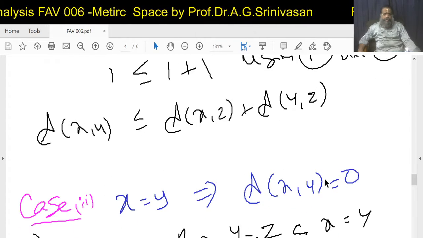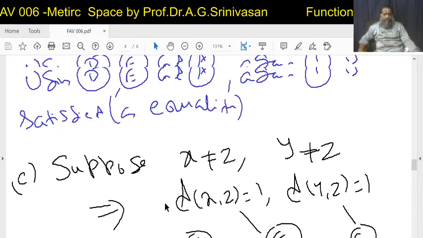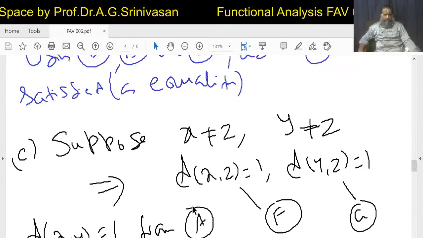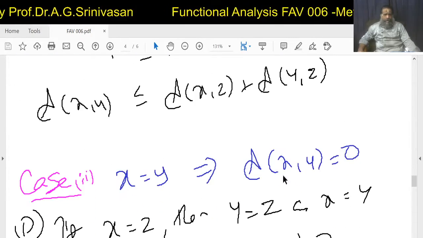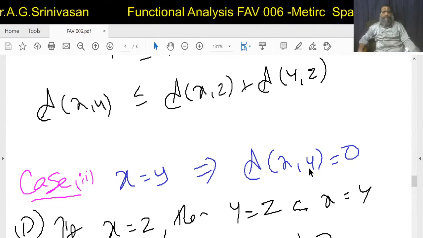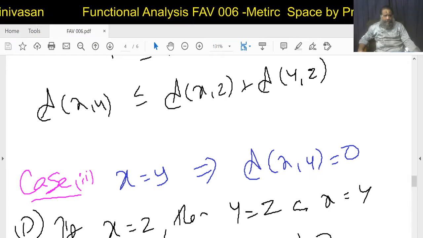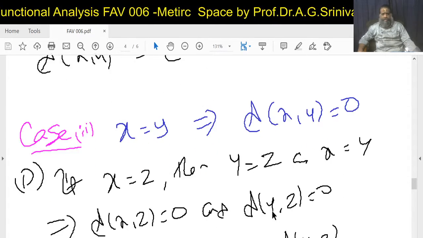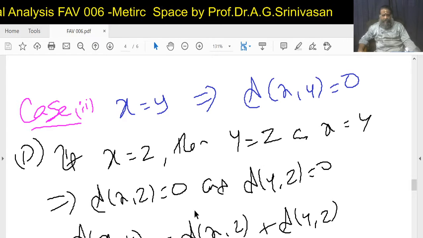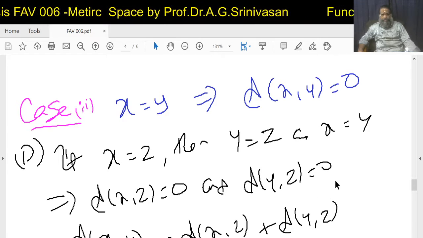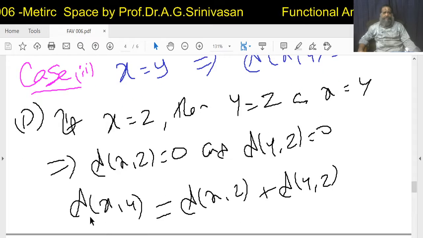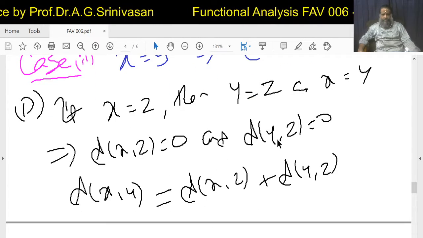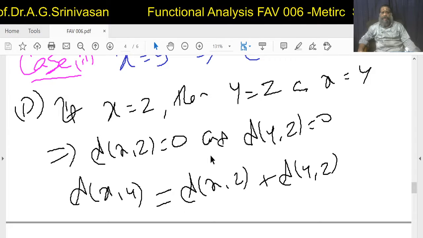Whereas in case 2, x is equal to y. So case 1 says x is not equal to y. Case 2 says x is equal to y. If x is equal to y, certainly d of xy is 0 by definition of metric. If x is equal to z, because x is equal to y, y also becomes z. In that case, d of xz is 0 by definition of metric, d of yz is 0 again by definition of metric. So therefore, d of xy, which is 0, equals d of xz, 0, plus d of yz, 0, and the equality holds.